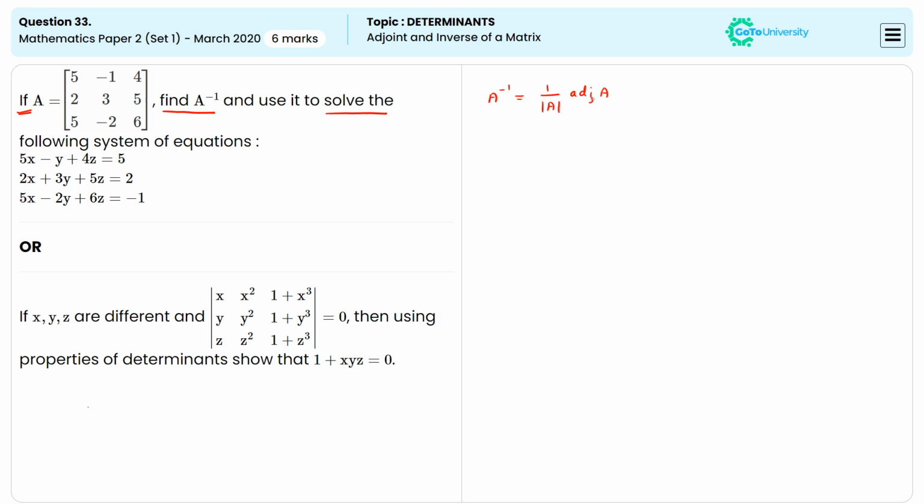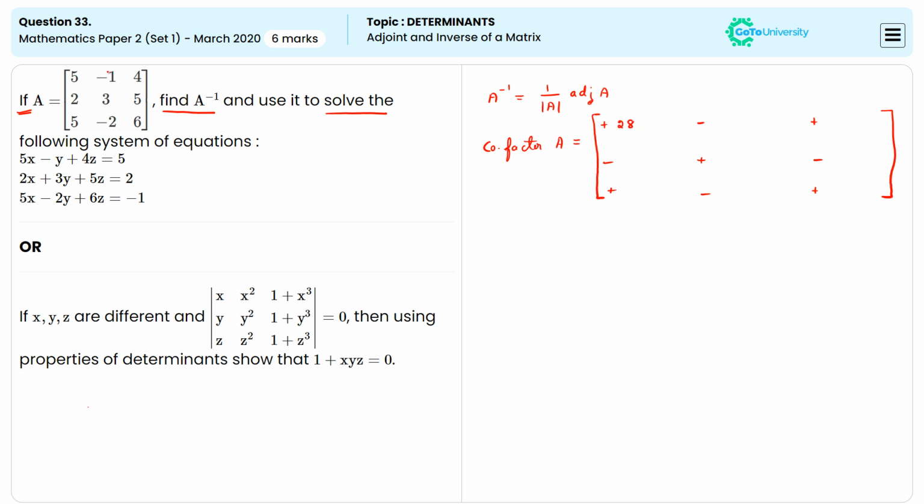Now, in order to find adjoint A, I need to find the cofactor matrix of A. So I'll take the cofactor of A is equals to, I'll take plus, minus, plus, minus, plus and minus, plus, minus and plus. This is the alternate plus minus that we have to take for cofactor. I'll start with the first element. For the first element, we have 3 times 18 minus 5 times negative 2. 18 minus of minus 10 is going to be 18 plus 10, which is 28.